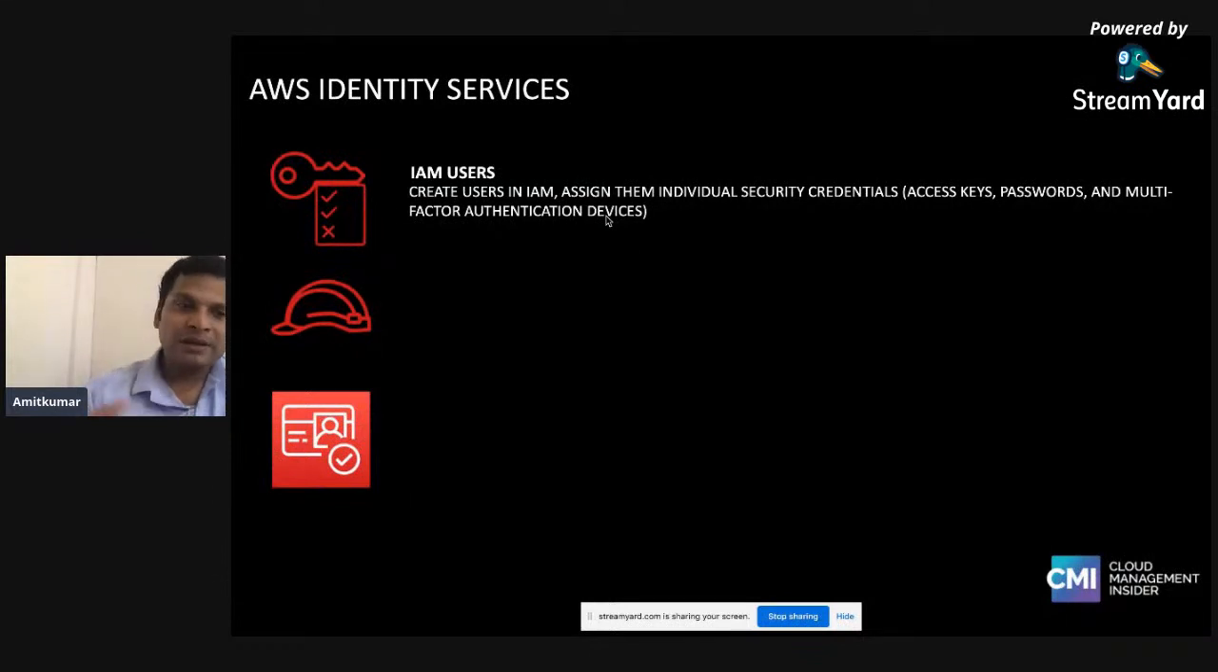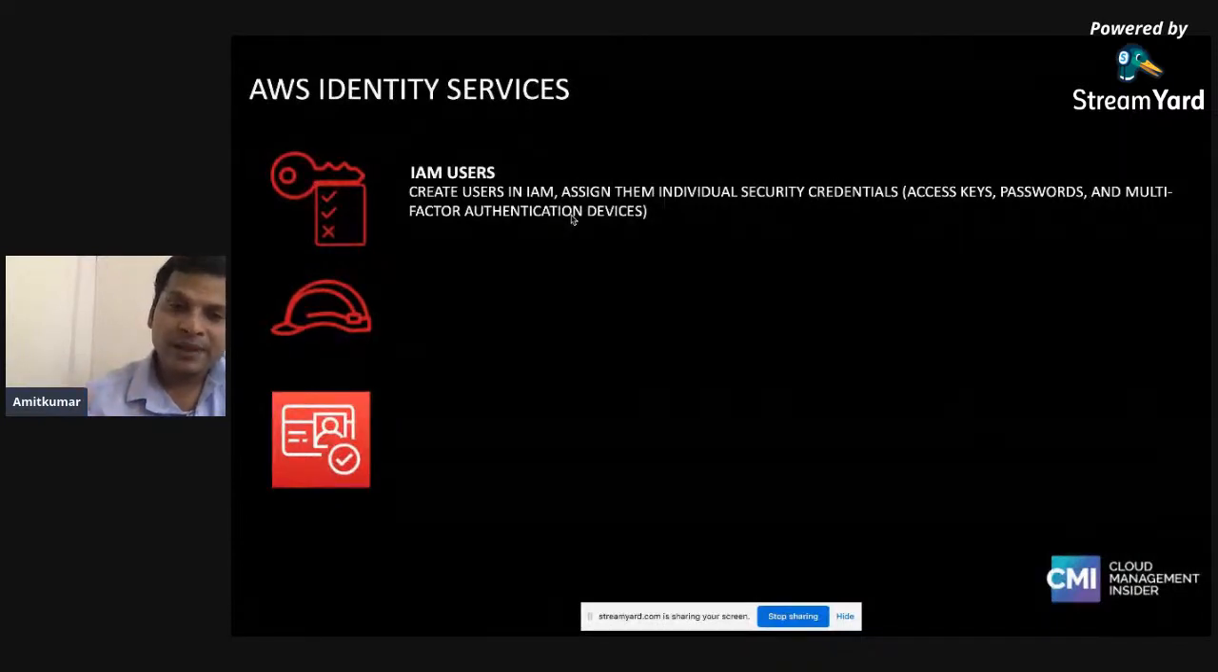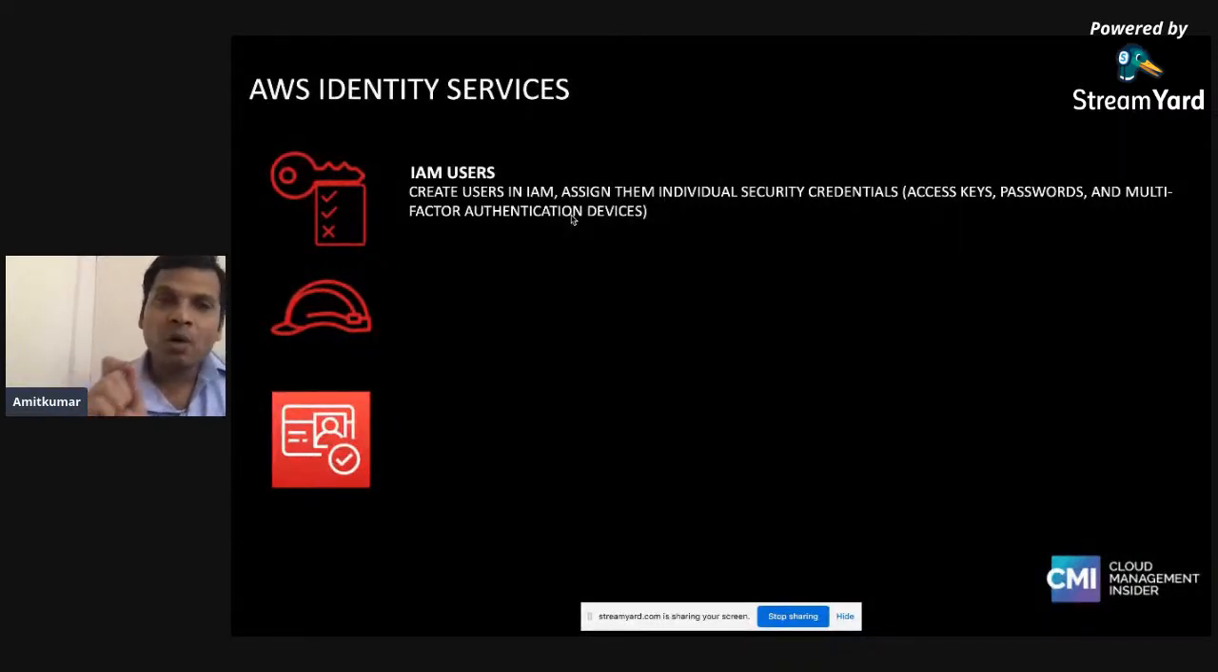Now, with this service, you are able to create users. As I said, you will be able to assign various policies. So we use a term called role-based access, right? Now, this is a very important methodology, a very important practice to control who has access to what services and up to what level. So, role-based access is something which is very effectively achieved through this IAM service.